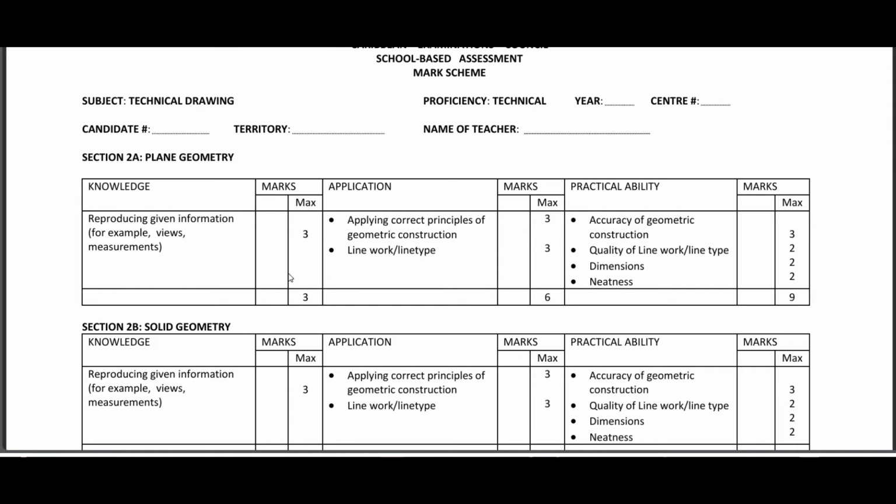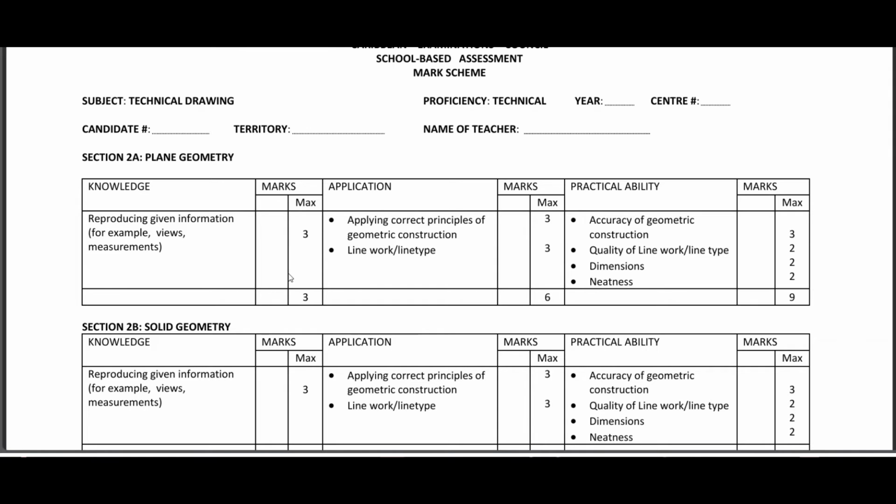So, for example, if you get something to draw and it says that it should be 10, don't make it 11, don't make it 12, 13, or 14. Alright, we're marking for the accuracy. So whatever is given to you on the question, that is what you should do. So if it's not accurate or totally accurate, you're not going to get full marks here. Again, we're marking for line quality, line work, and line type. Again, thickness of the line and the line types that are used.